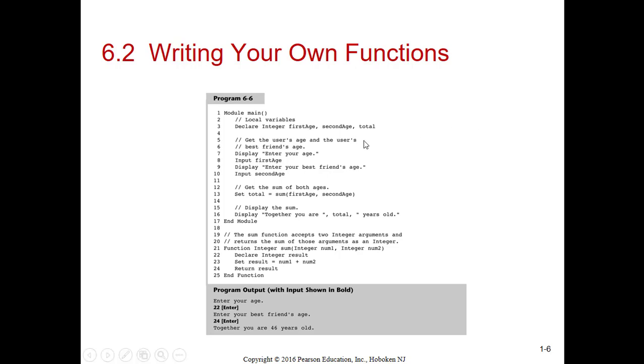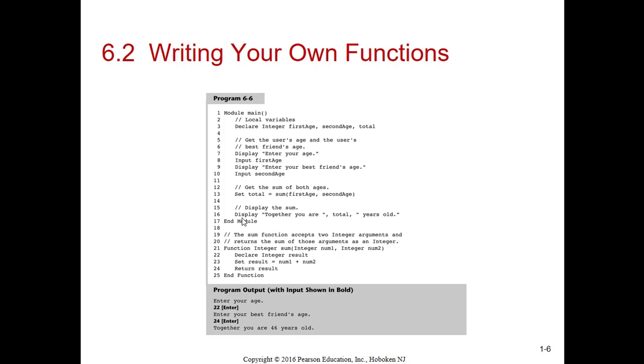And line 13 is where they're calling the function. You're saying total equals sum, first age, comma, second age. So what it's going to do is sum up the ages. These are arguments that are going to be passed to the function. And on the function header, you're defining the parameters that these arguments are going to go into. So once it executes that function, it goes down here to line 21. It's moving first age to num1, second age to num2. Then it's declaring result, and then it's setting result equals num1 plus num2, and it's returning result. When line 24, that return statement, is hit, it goes back up here to line 16.